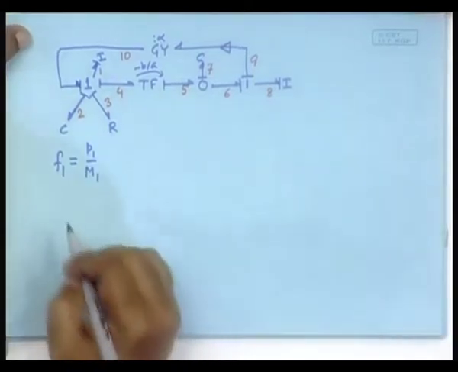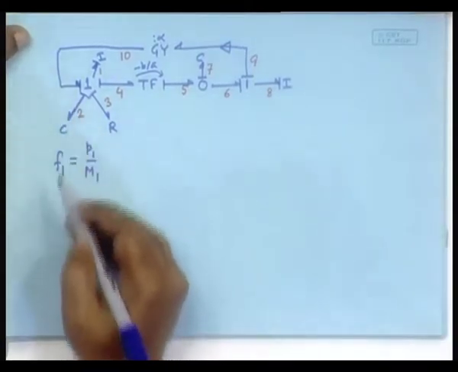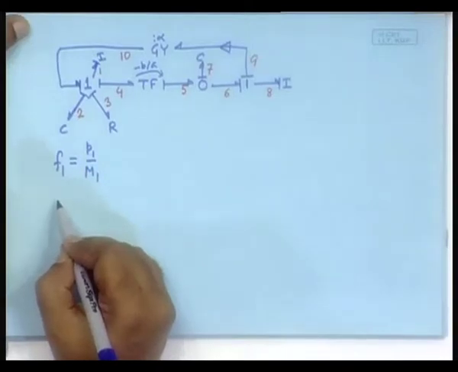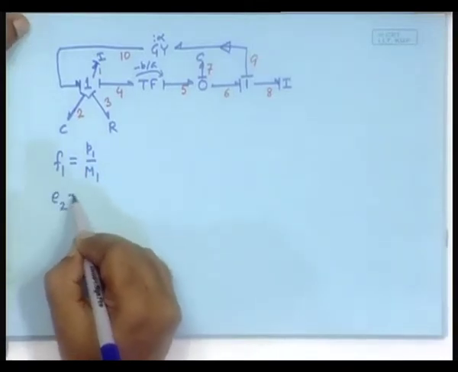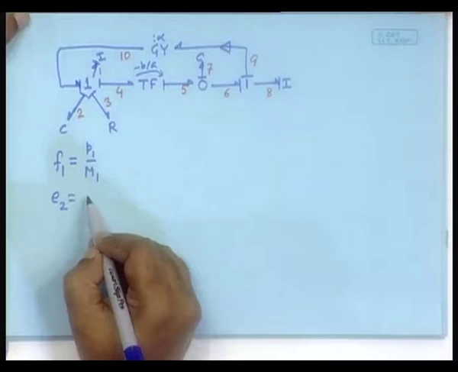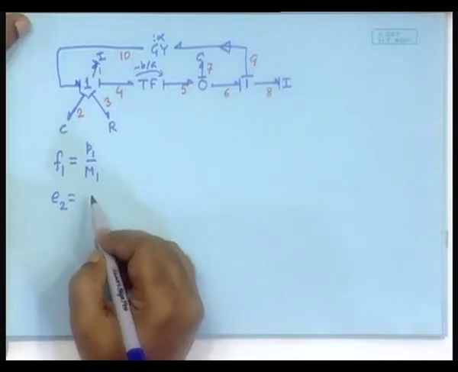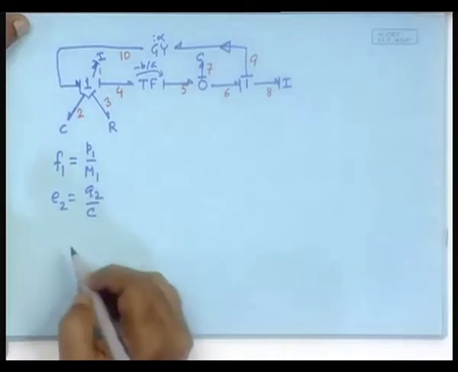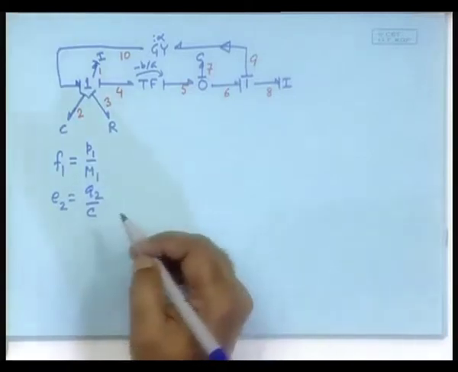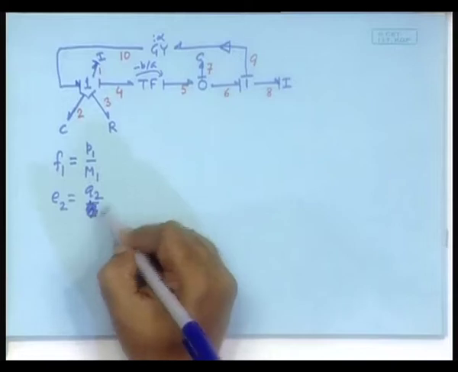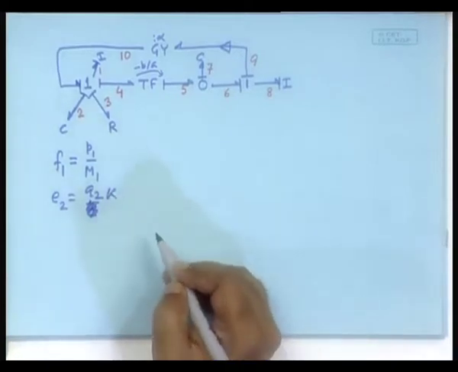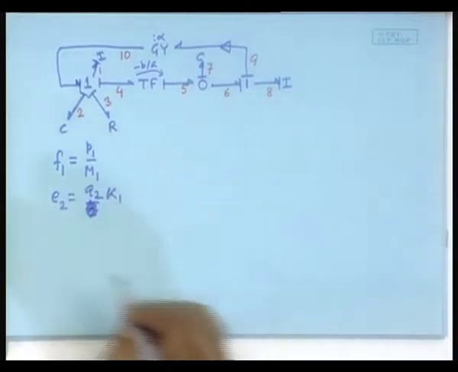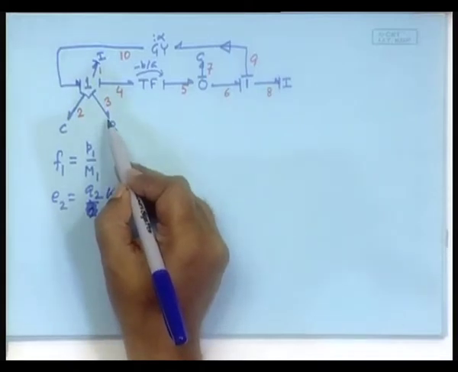So, F1 is done. Then C, what does it give to the system? E2 is Q2 by C. Oh, sorry, K Q2. It is a mechanical thing. K1, Q2, sorry. Then the R element.